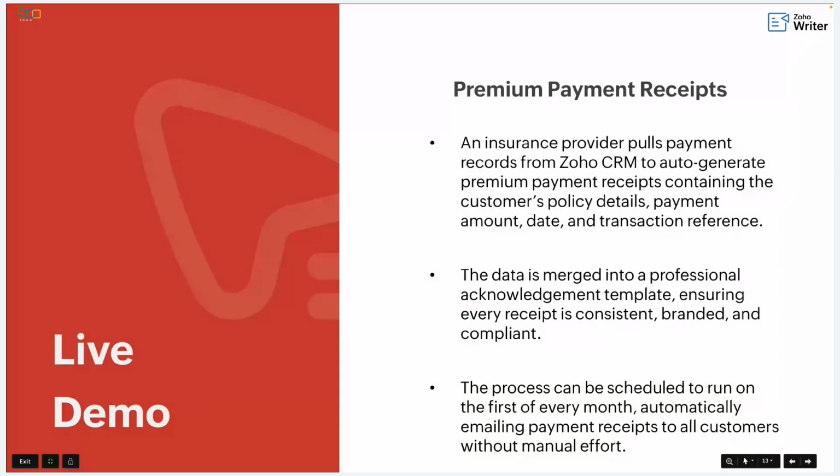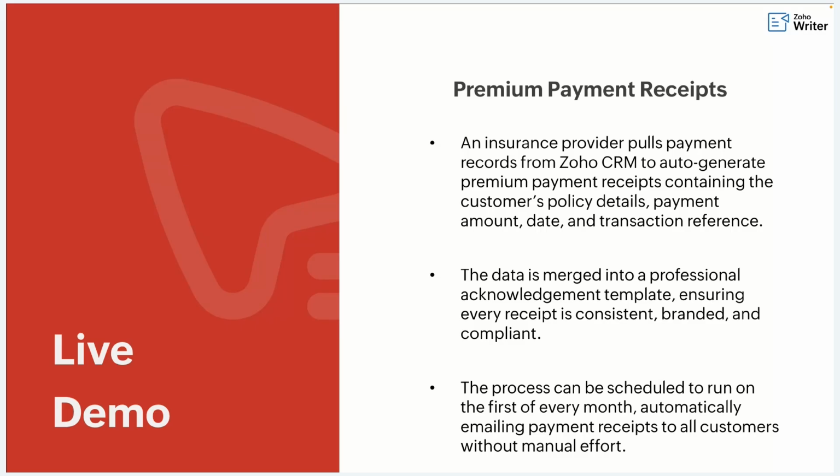They let you take a single well-designed document and automatically populate it with data from your CRM, spreadsheets, or other applications. Whether it's contracts, receipts, or certificates, you can set it up once and let Writer handle the heavy lifting, saving hours of manual work. Now let's take a quick example for the insurance industry. Imagine you're pulling premium payment records from Zoho CRM, let's say policy details, payment amount, date, and transaction reference, and merging them into a branded receipt template.